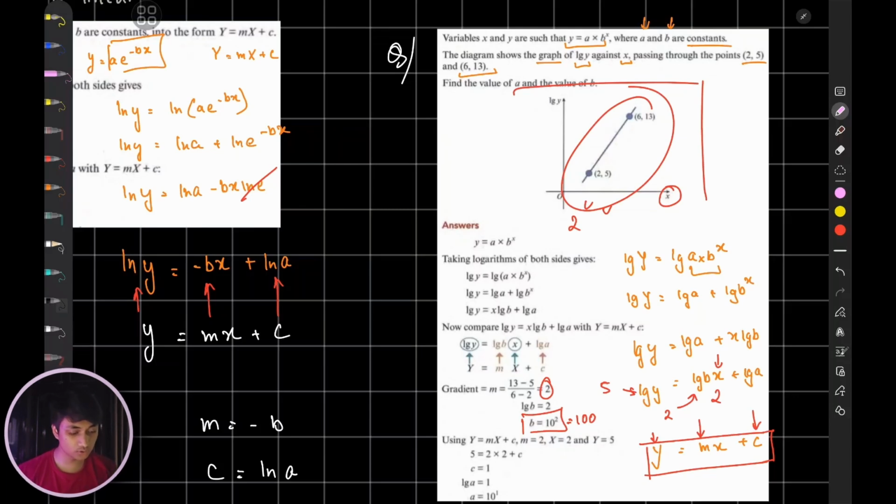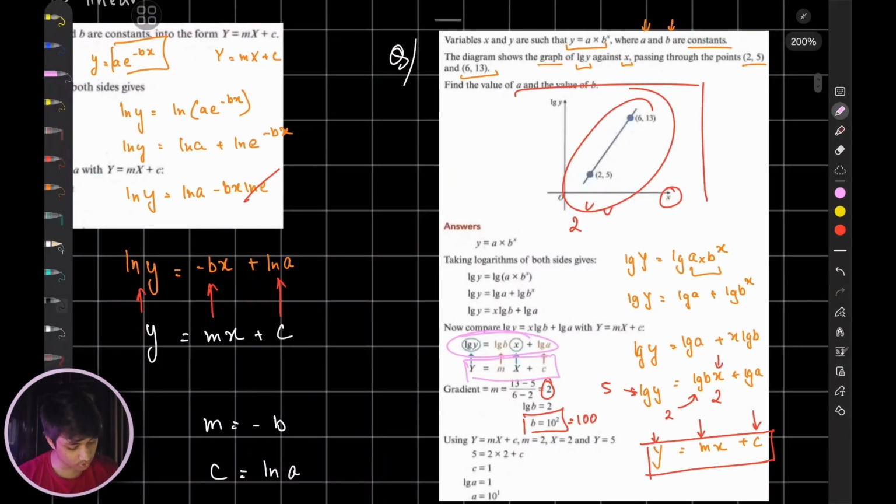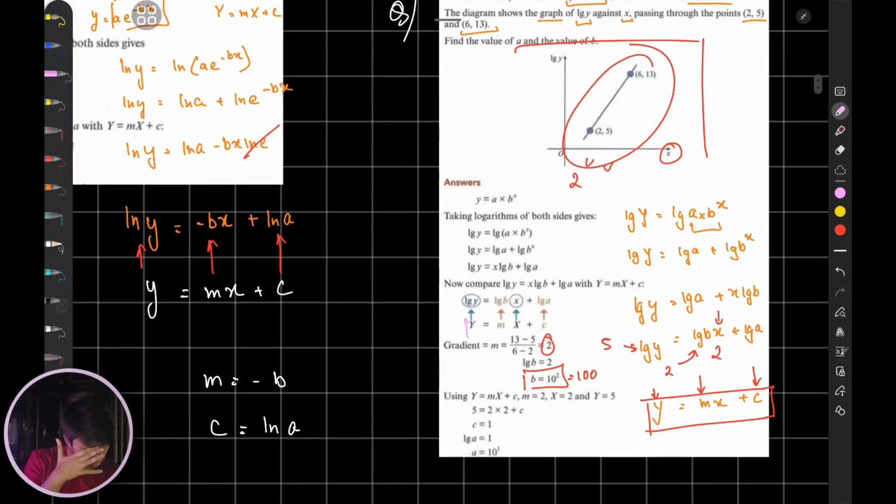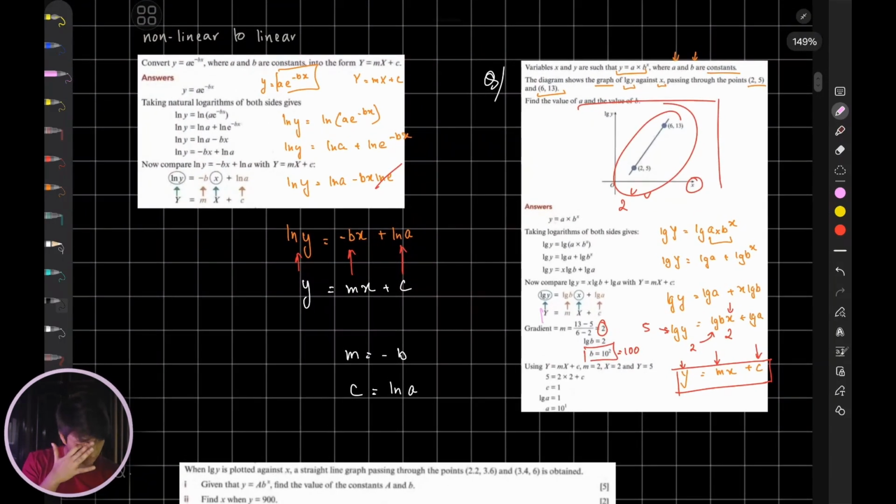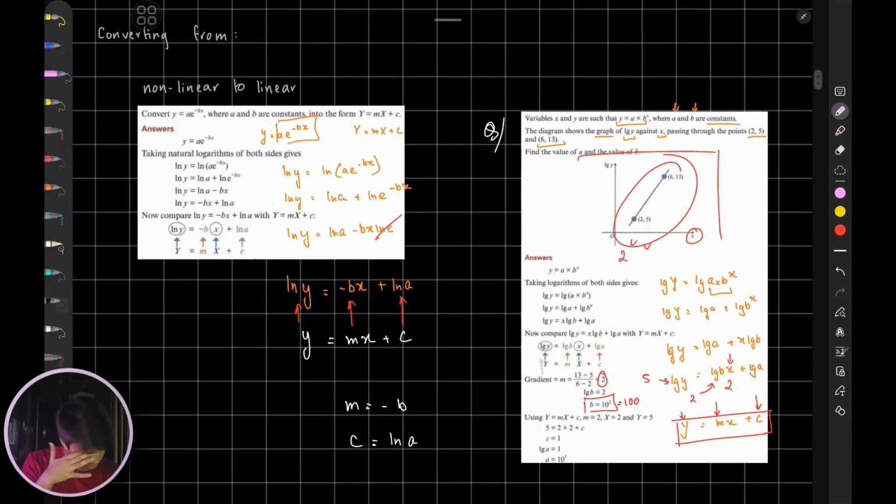Then what do you do? You're going to compare that equation, the one that you just broke down, with the usual linear equation formula, which is y is equal to mx plus c. And with the help of the data given, you're going to find the value of the unknowns, the constants usually. So that is how you solve this one. I'm going to now solve a few questions quite fast, so keep up with me.